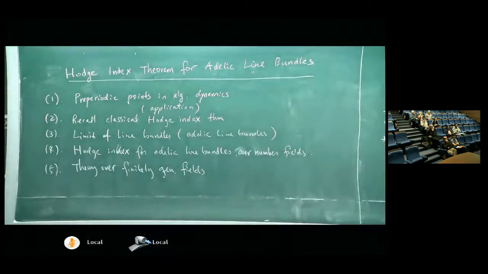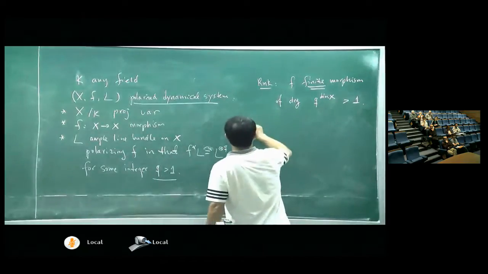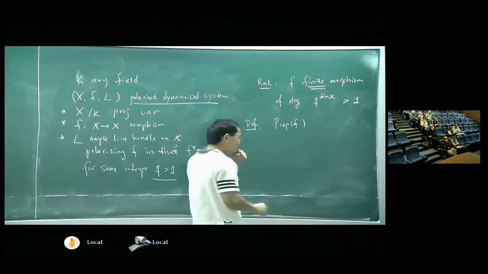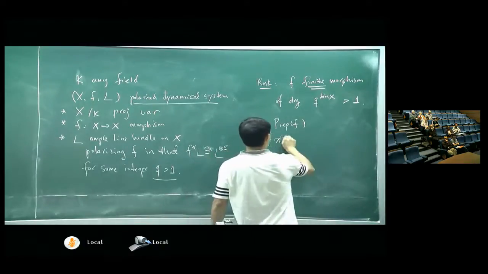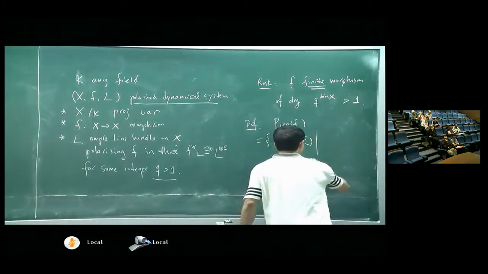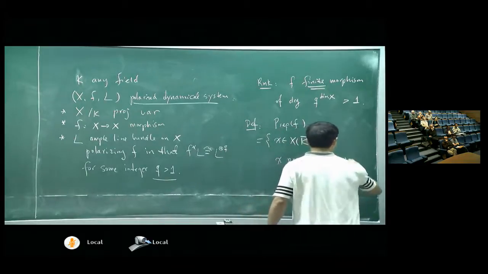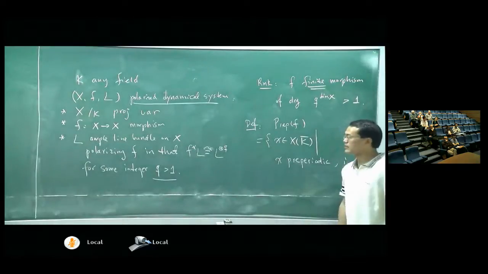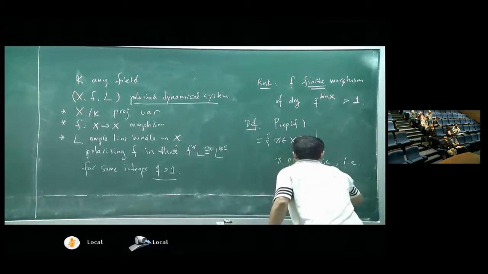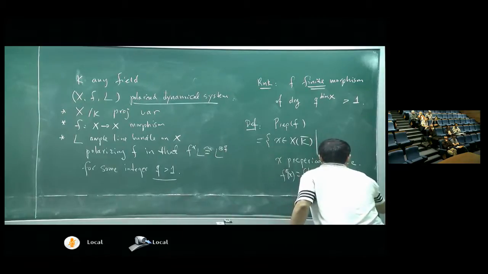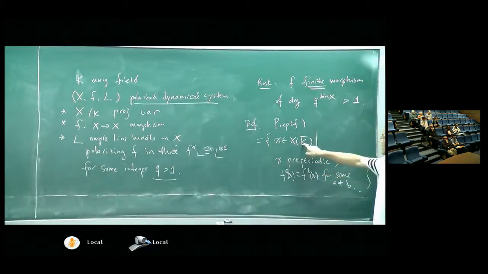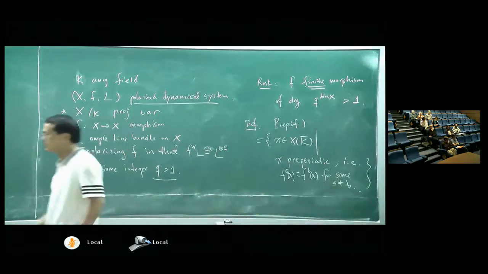Now we define Prep(f), the set of pre-periodic points, those x such that x is pre-periodic. That means the orbit of x under the iteration of f is finite. So it's f^a(x) equals f^b(x) for some a not equal to b. This is just a subset of X(K bar). We take K bar points since K might not be algebraically closed.